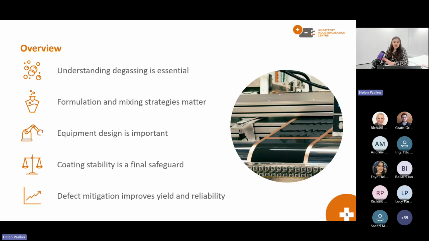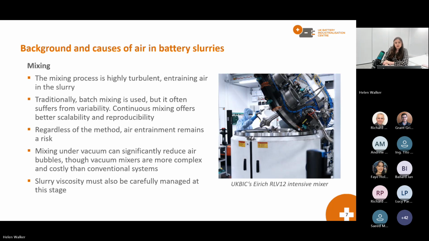So today I'll begin with a brief background into wet slurry electrode manufacture, for those who perhaps aren't so familiar, and take you through the UKBIC way of coating. I'll talk about how we check for gas in our slurries, and then I'll go through all of those strategies that we've implemented to mitigate air in our slurries, and that includes product design, it includes process optimization, and there's a bit of simulation in there as well.